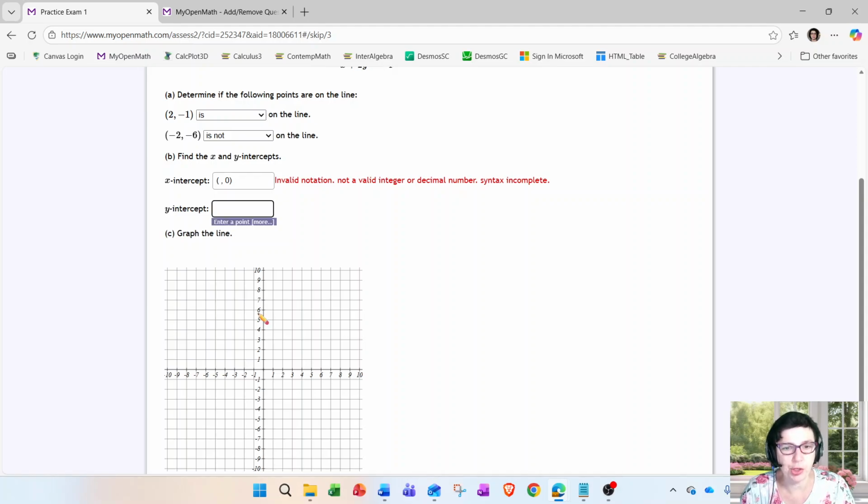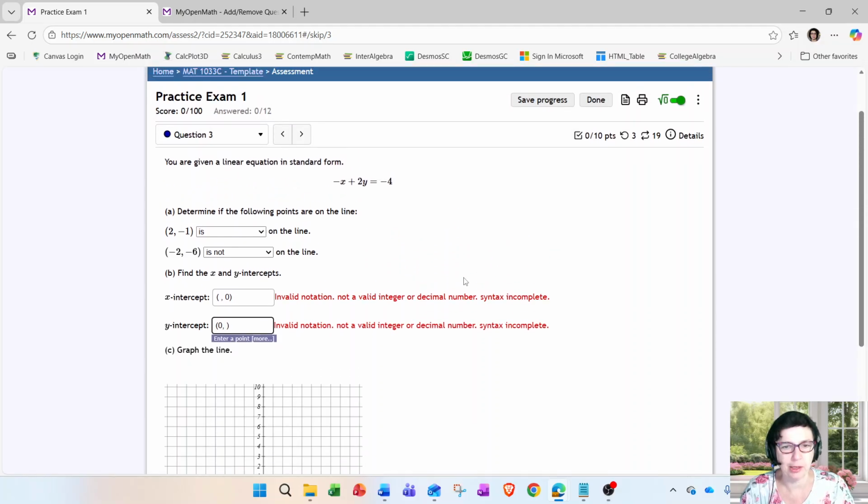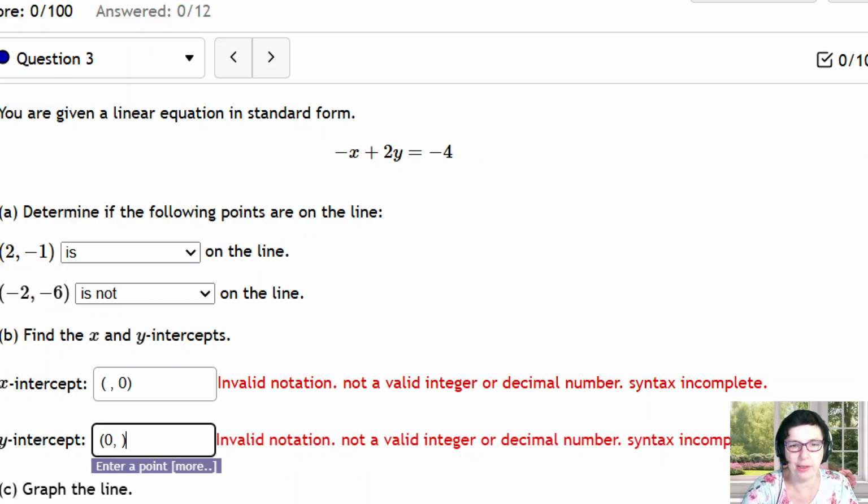For the y-intercept, you're going to be on the vertical axis, which means that you can only move up or down, right? But not left or right. So your x coordinate is going to be 0 and y coordinate is going to be something. So let's figure out what that something is. So let's go back to our equation. Let's first start with the x-intercept. So we already know that the y is 0. So if the y is 0, this is going to drop out. So you're going to wind up with -x equals -4.